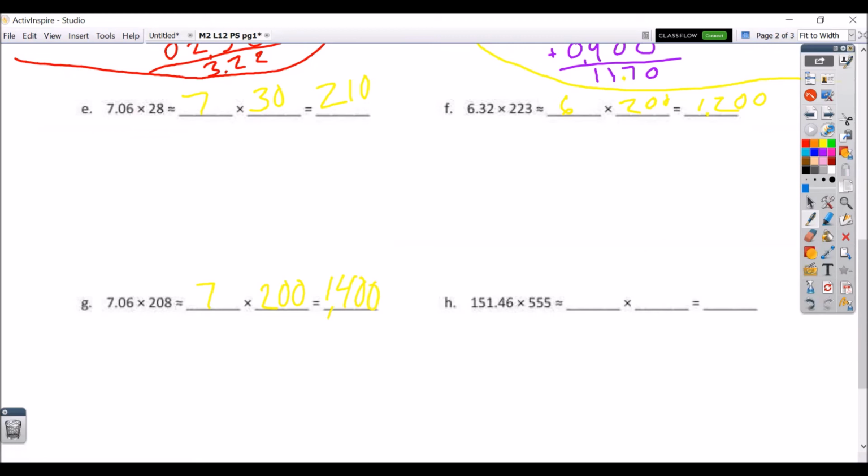151 and 46/100. Well, we could round that all the way up to 200, but let's round it to 150 to make our answer a little bit more accurate. And then let's go ahead and round the next one to 550. Let's round that up to 600.